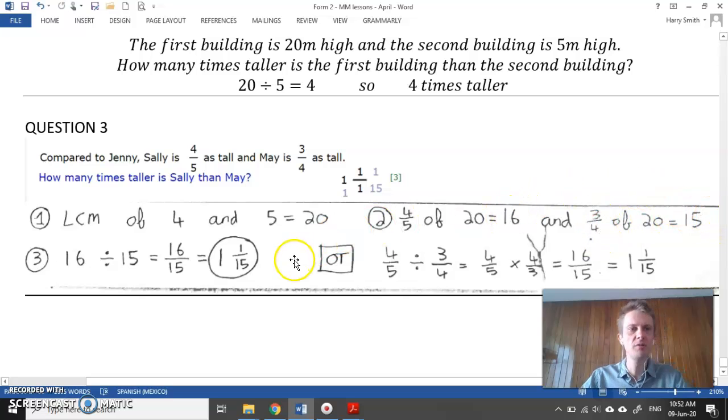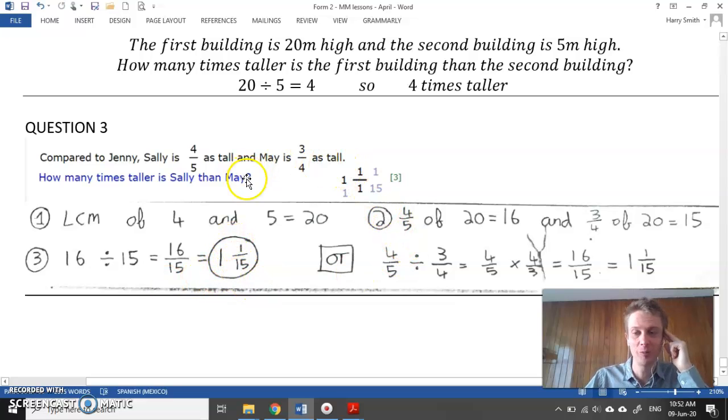So if Jenny was 20 meters high, then Sally would be 16 and Mary would be 15. Looking at these, we'd ask how many times taller is Sally than Mary, just like we did here. We did 20 divided by 5, so now 16 divided by 15. 16 divided by 15 is 16 over 15, which is 1 and 1/15.